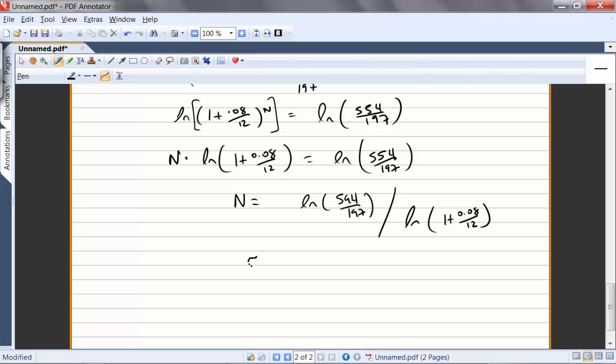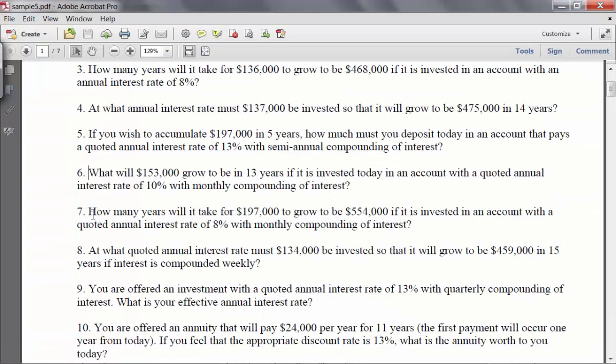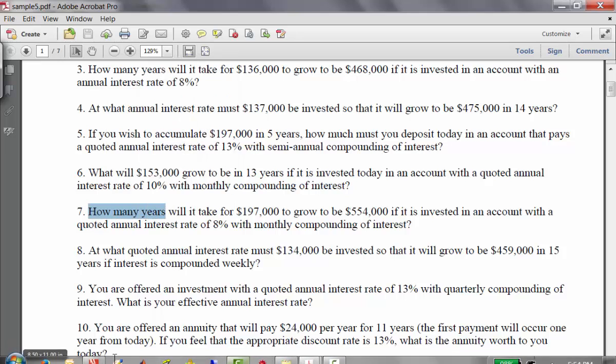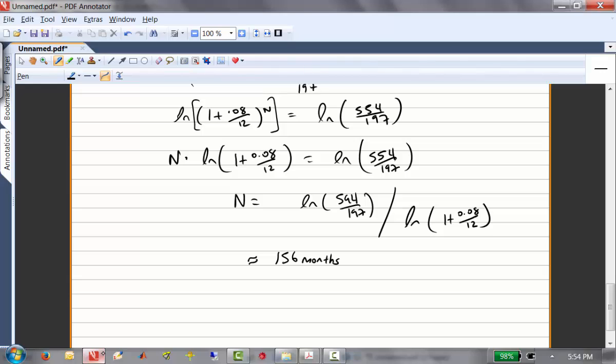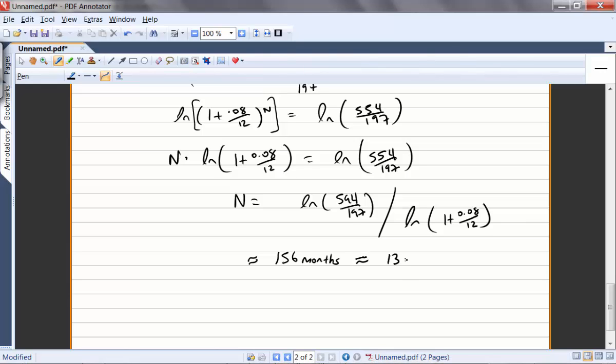And you'll find that n is approximately 156 months. So that's the answer, but then it asks, I think it doesn't ask for months, it asks for how many years. So careful with that. You can just figure out how many years by dividing by 12, since there are 12 months in a year, and you will get basically 13 years. So, there you go.